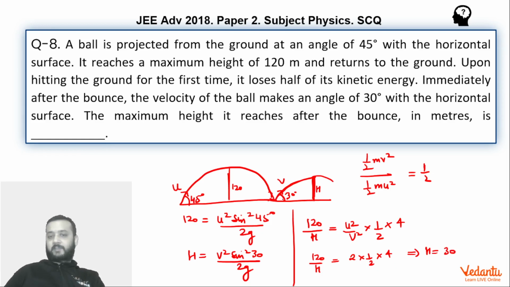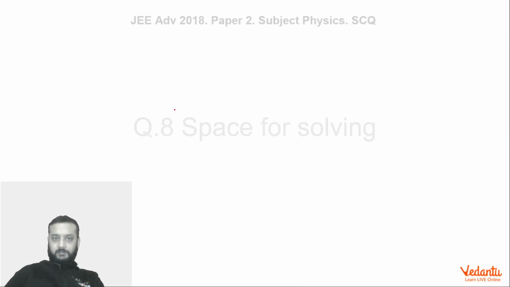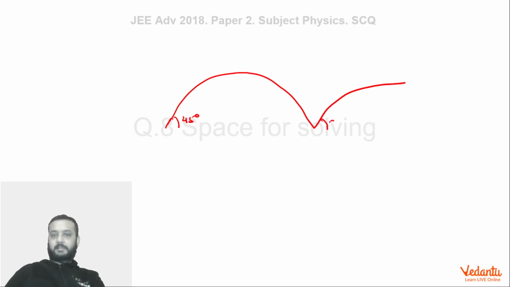They thought that after bouncing, the x component of velocity is not going to change. Basically, they assumed friction to be absent over here. There is nowhere written that the surface is frictionless. So they assumed that the x velocity is going to remain the same. That will lead to a contradiction in the data. Let us see why. In the question it has been given that this angle is 45 degrees, this angle is 30 degrees. Here the kinetic energy has become half of the initial value.